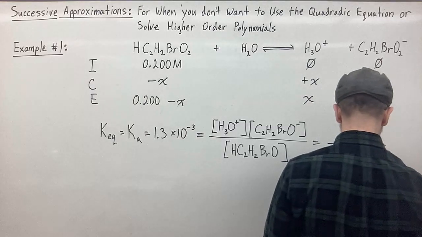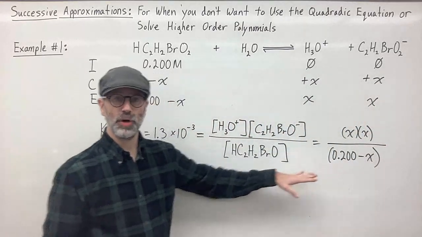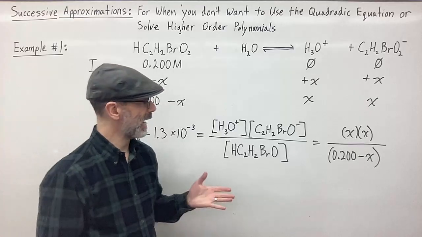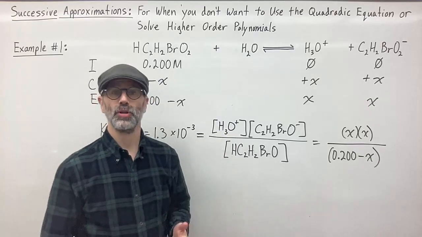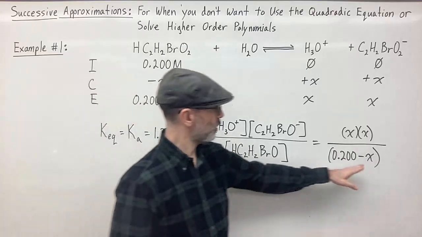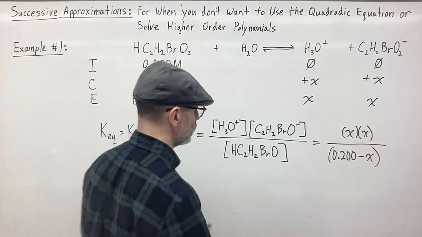0.200 minus X. So now that we have this expression here, we can now try the X is negligible assumption, and we can get rid of the X here and solve more easily. So let's go ahead and do that.